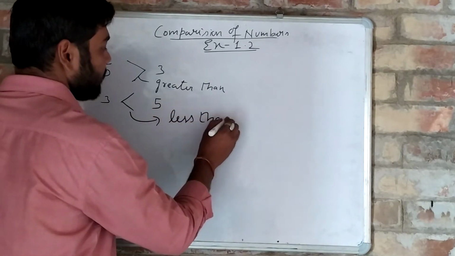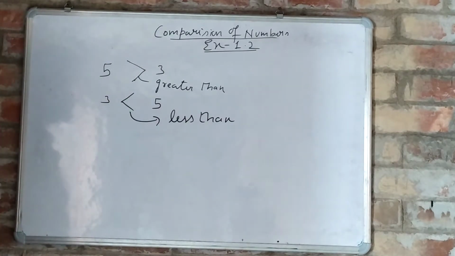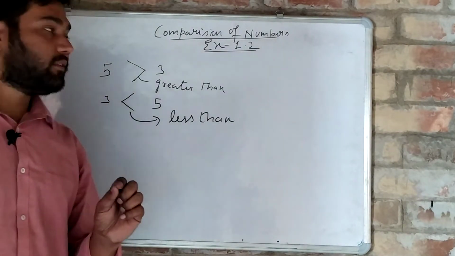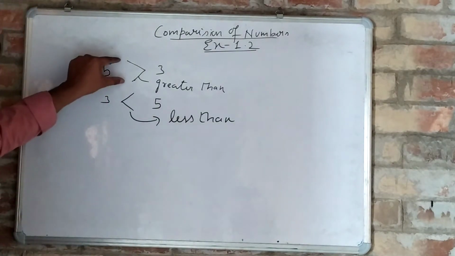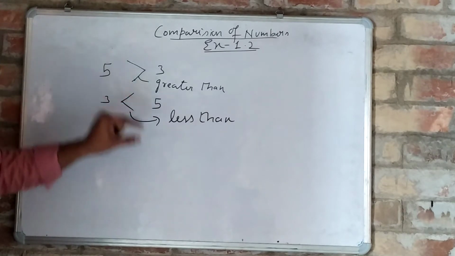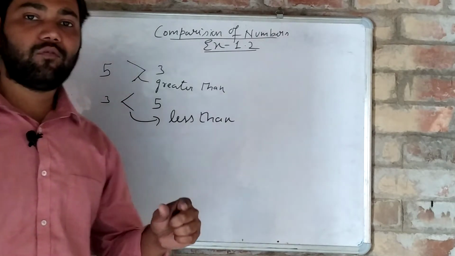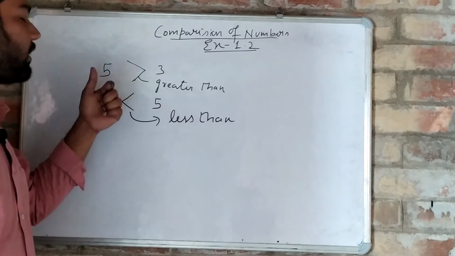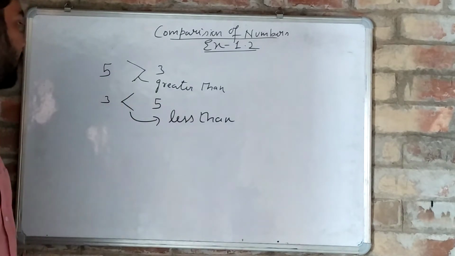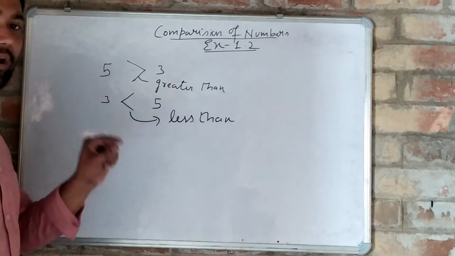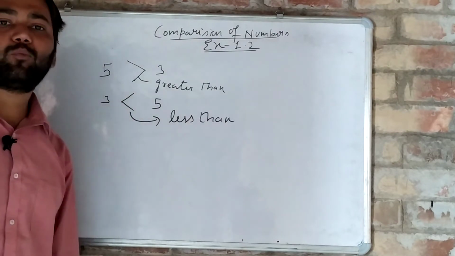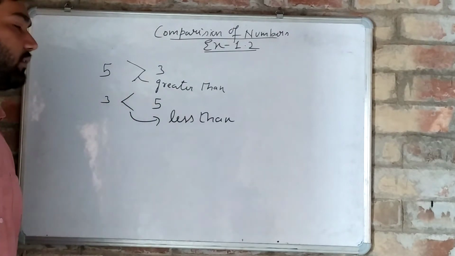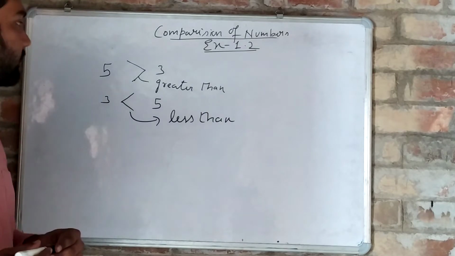So altogether, the point is that when the open face of the symbol is on this side, it means greater than, and when the pointed end points to that side, it is known as less than. So this is the symbol.